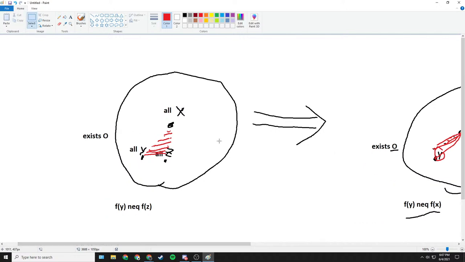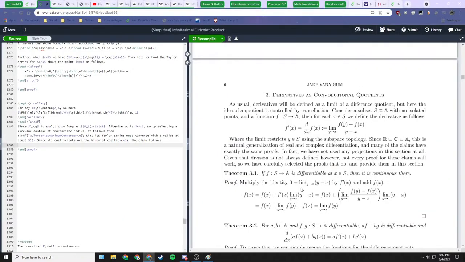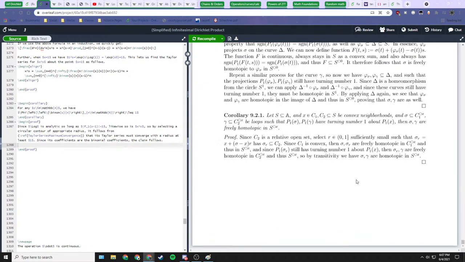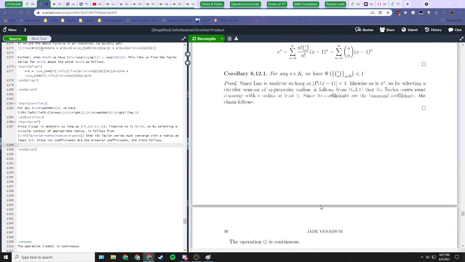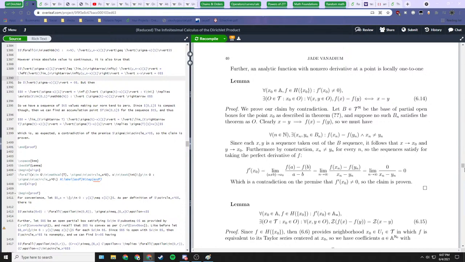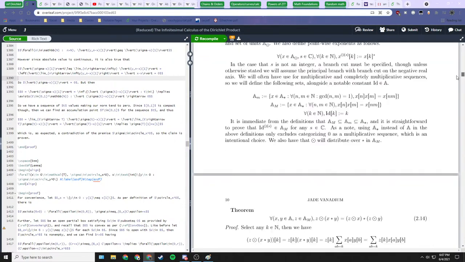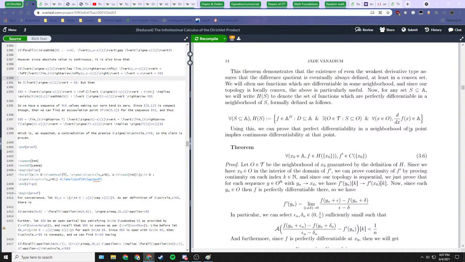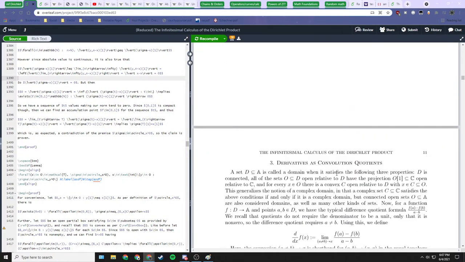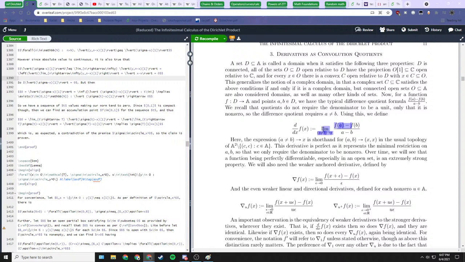The problem is, this stronger notion of differentiability, where we have two limit points, or two variables that are doing the limit, we don't have that notion in our paper.